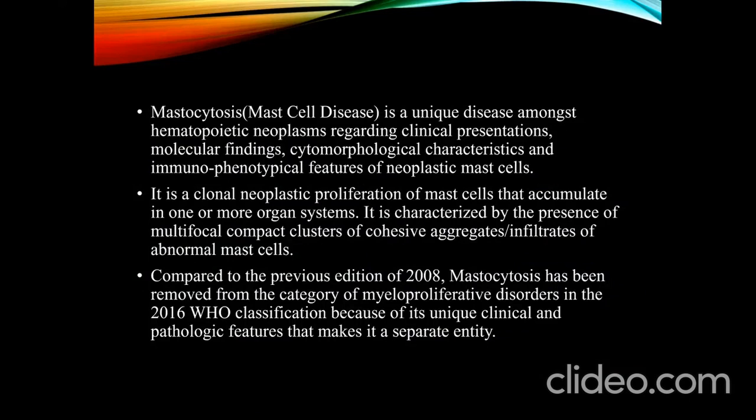Mastocytosis or mast cell disease. It is a unique disease amongst hematopoietic neoplasms regarding clinical presentations, molecular findings, cytomorphological characteristics, and immunophenotypical features of neoplastic mast cells. It is a clonal neoplastic proliferation of mast cells that accumulate in one or more organ systems. It is characterized by the presence of multifocal compact clusters of cohesive aggregates or infiltrates of abnormal mast cells. Compared to the previous edition of 2008, mastocytosis has been removed from the category of myeloproliferative disorders in the 2016 WHO classification because of its unique clinical and pathologic features that make it a separate entity.